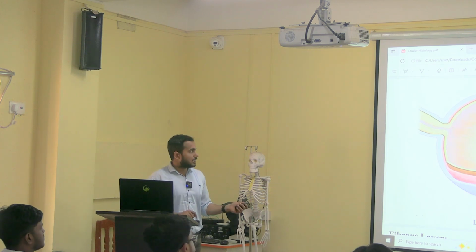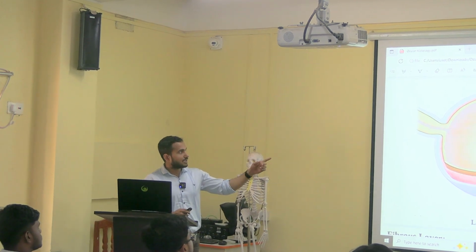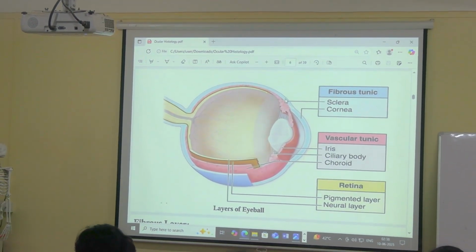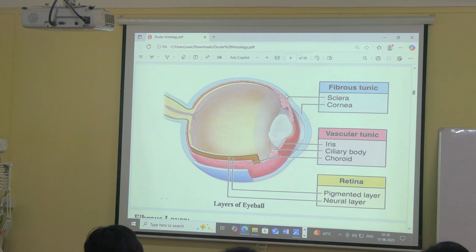Okay, so I'll start with the fibrous layer. So in fibrous layer, what we have to study? Sclera and cornea. Okay. Can anyone tell me the difference between sclera and cornea?